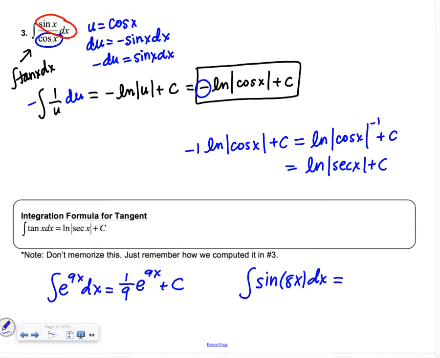Are you guys debating on cosine or negative cosine? So it's negative cosine of 8x, but then what do you have to multiply by? A 1/8, right? So it's actually going to be negative 1/8 cosine of 8x plus c.